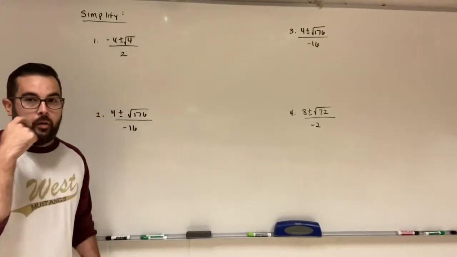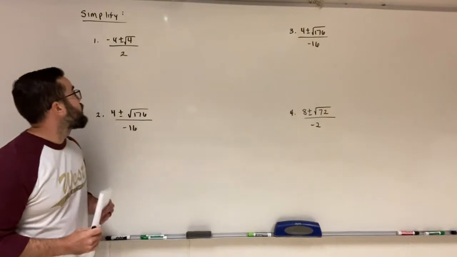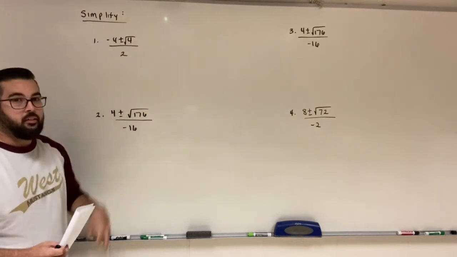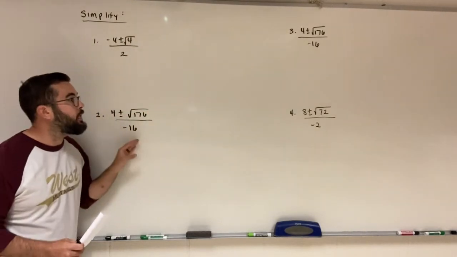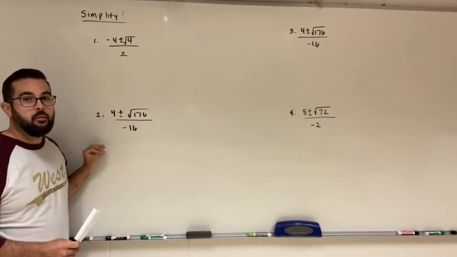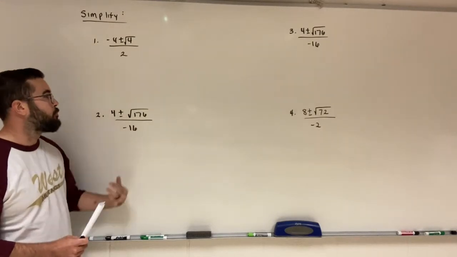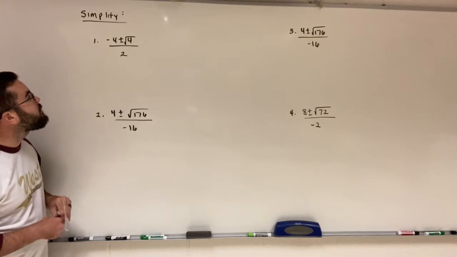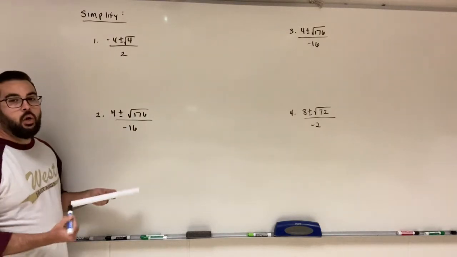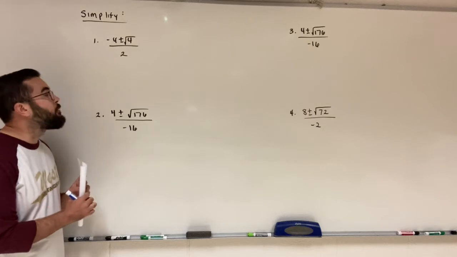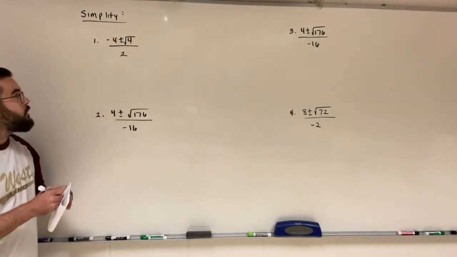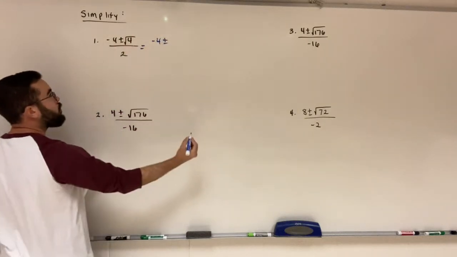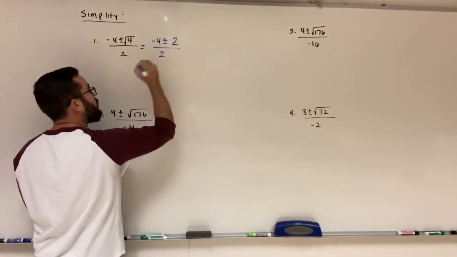Now this is coming from your notes page. The directions should say to simplify. That's not on there, so please add that. I'm going to simplify some of these expressions, and these are the expressions you're going to get when you use the quadratic formula. So today's lesson is just how do we simplify these expressions. Starting with number one, we have -4 plus or minus the square root of 4 over 2. With these expressions, to simplify them, always start with the square root. The square root of 4 is 2, so I can rewrite this expression as -4 plus or minus 2 all over 2.